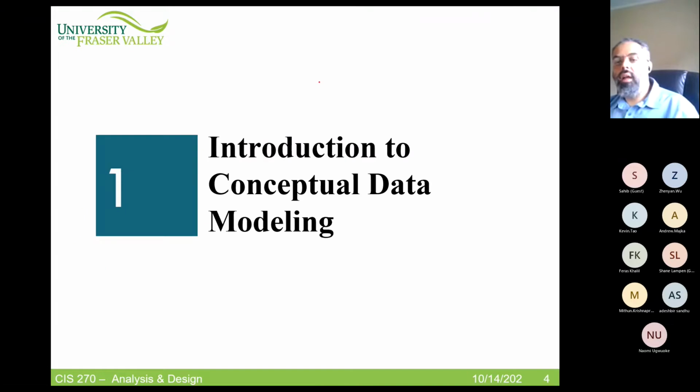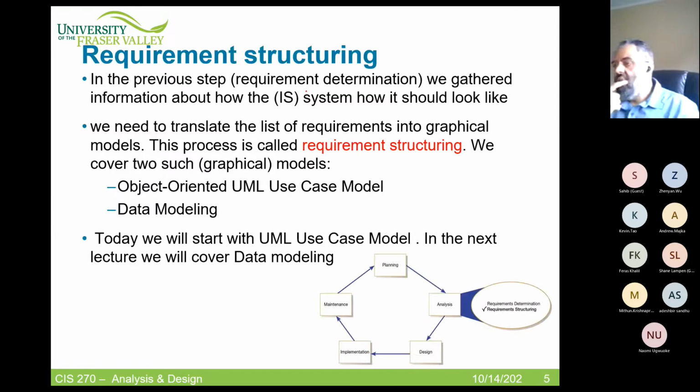So let's start. I have already discussed this, but let's go deeper. What do we mean by conceptual data modeling? Don't forget where we are. Today we will finish here, and next lecture we will start here. This was done in the last lecture, and today we will continue. In the last lecture we also finished the use case model that gives us the different users and their interaction with the program. Today we will talk about the data modeling sub-phase.